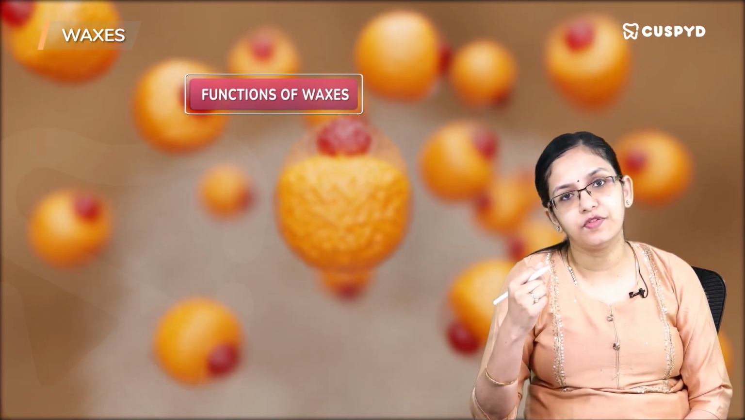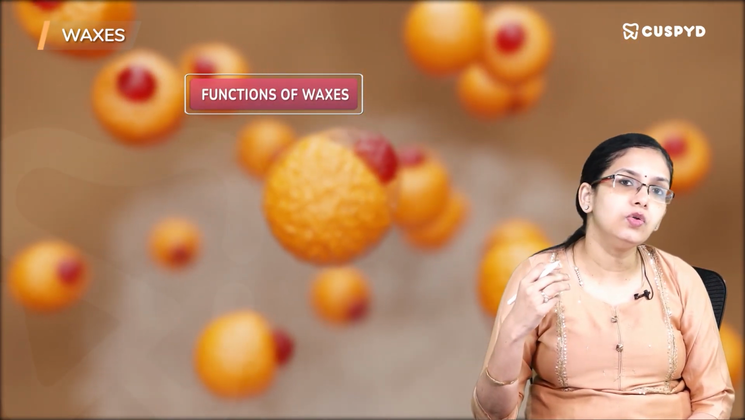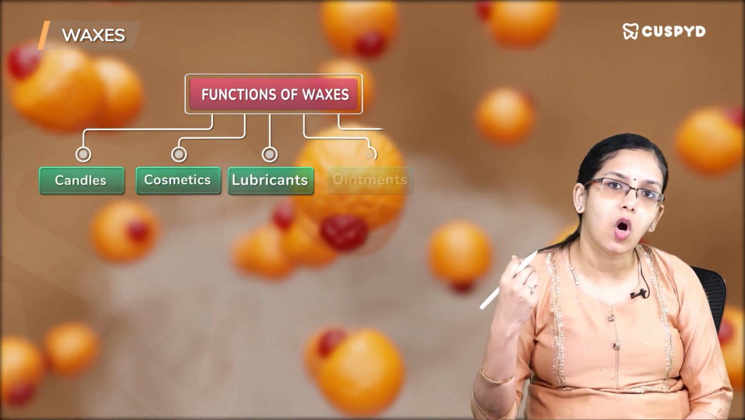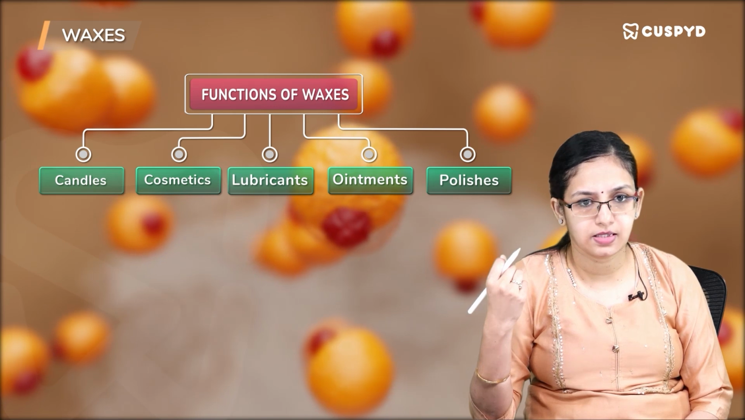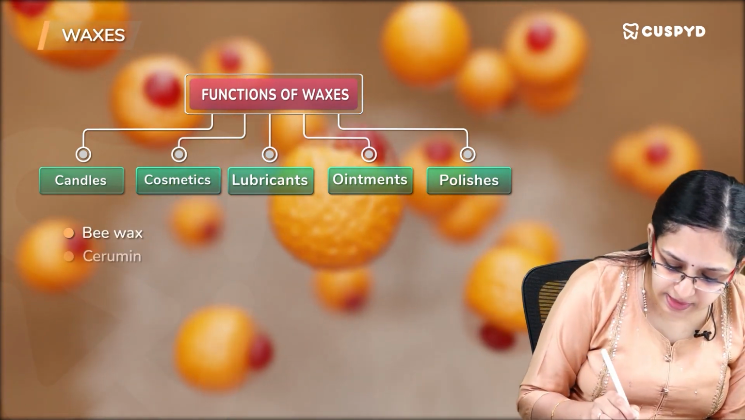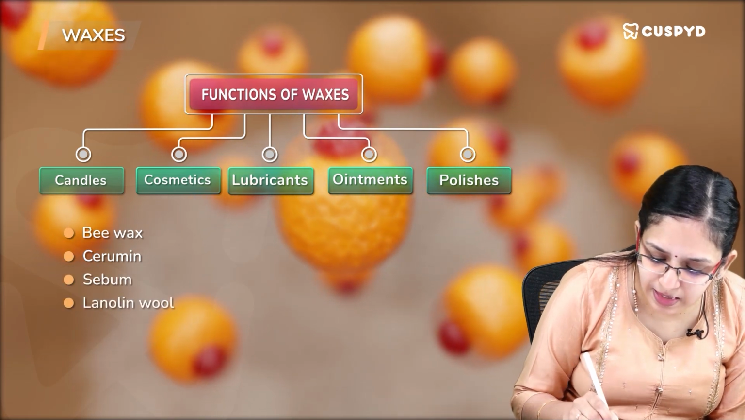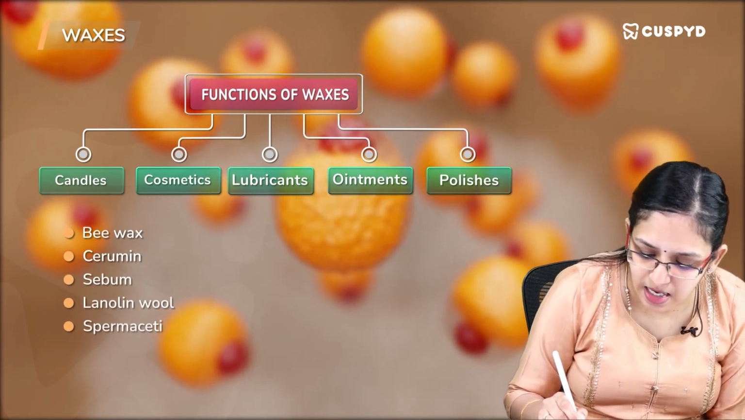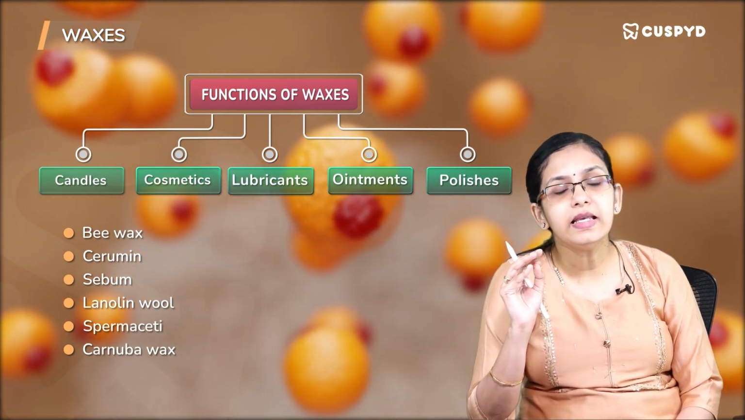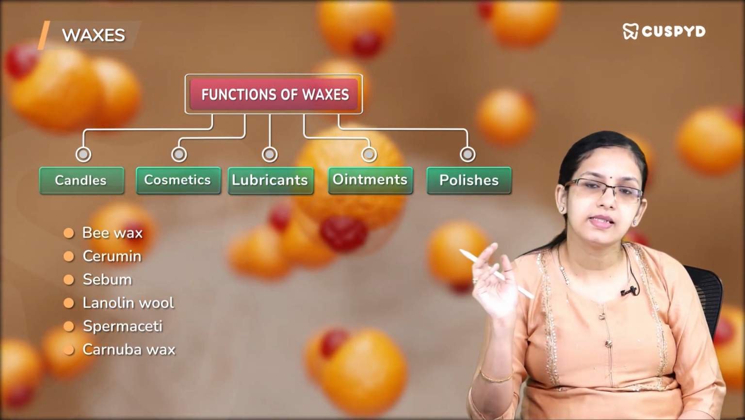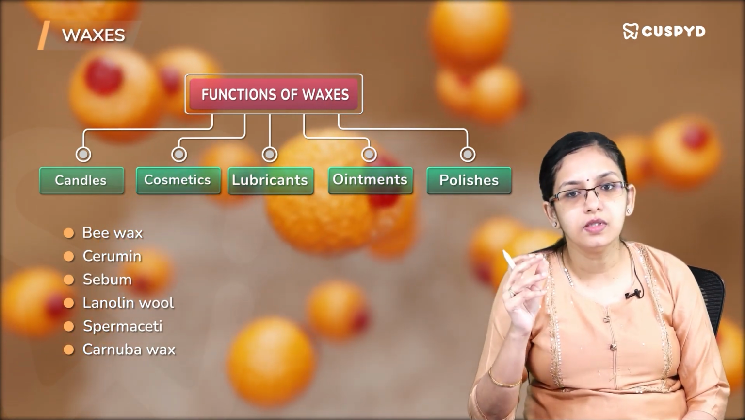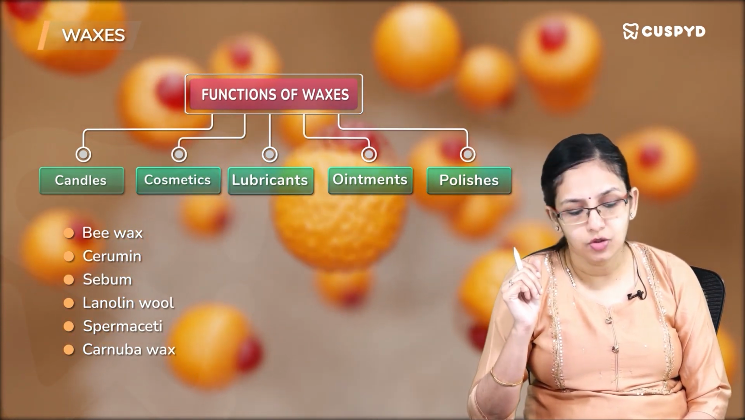What are the functions of these waxes? Waxes are used in the preparation of candles, cosmetics, lubricants, ointments, polishes, etc. Very important examples of wax are beeswax, cerumen, sebum, lanolin wool, spermaceti and carnauba wax. These waxes form an insoluble coating on hair, skin, plants as well as leaves. So, they are mainly used in cosmetics and as a lubricant.